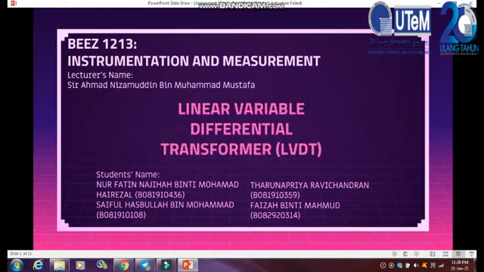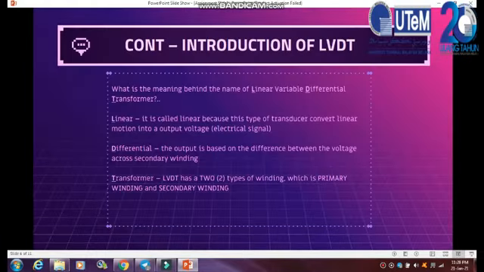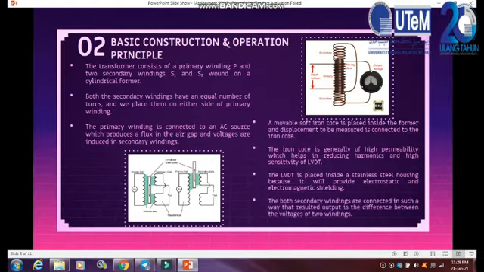For my part, I will explain the basic construction and operation principle. The transformer consists of a primary winding P and two secondary windings S1 and S2, on a cylindrical former. Both secondary windings have an equal number of turns and we place them on either side of the primary winding.